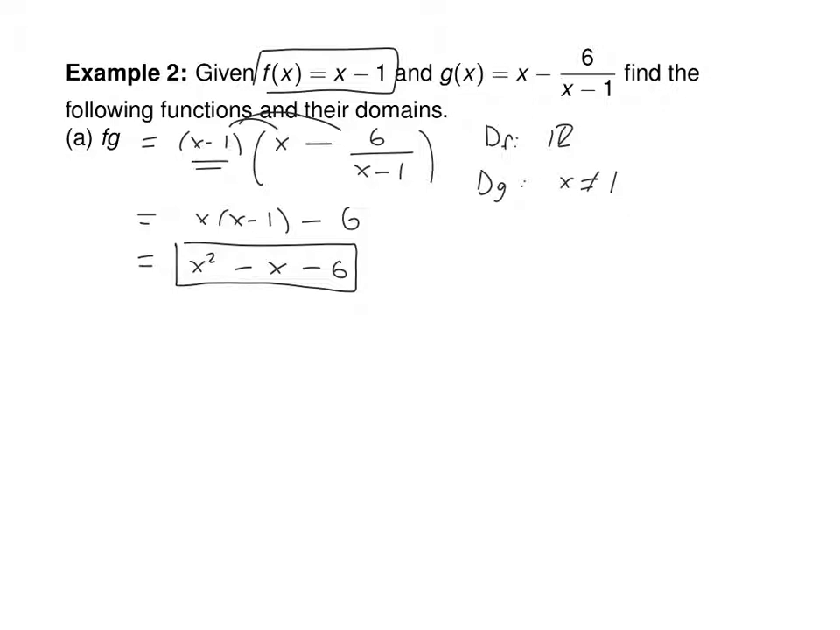That's a tricky bit with these domains. So you still have to look at, okay, where would these domains overlap? And since 1 isn't included in G's domain, it can't be included in the f times G's domain either. So this domain is minus infinity to 1, union 1 to infinity.